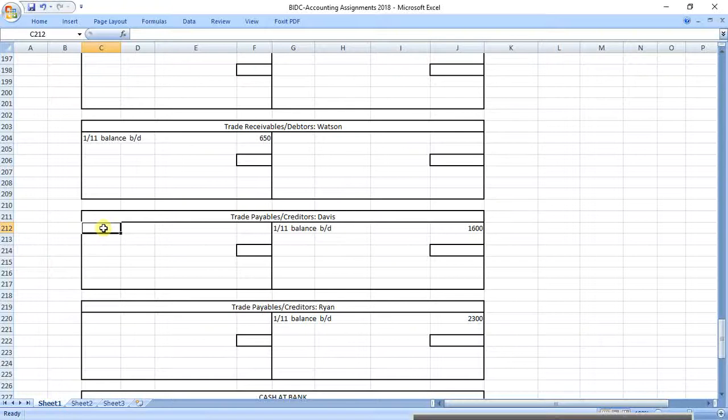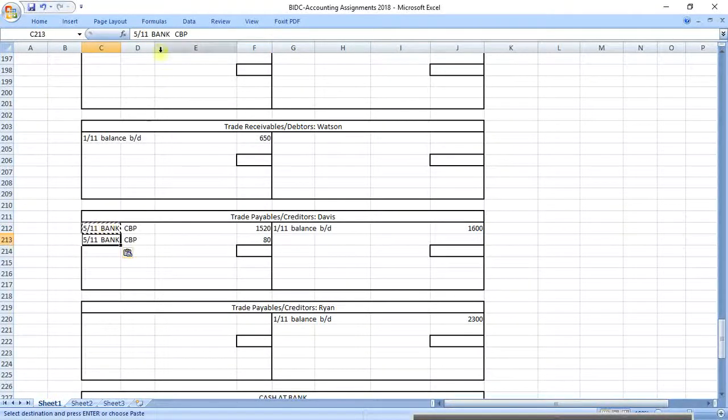Right, so on this side, what date was this? 5. Okay, so 5/11, I'm going to have bank. This will come from the cash book payments, CBP, and I'm going to show the net amount that I pay. So what is the discount? 80 Rand. So how much am I going to pay? 1520. Do you agree? Yeah. And then the 80 Rand is going to be shown as a discount from the cash book payments.